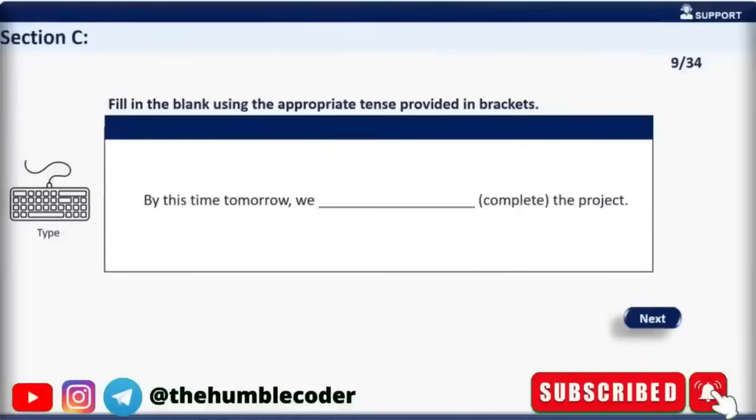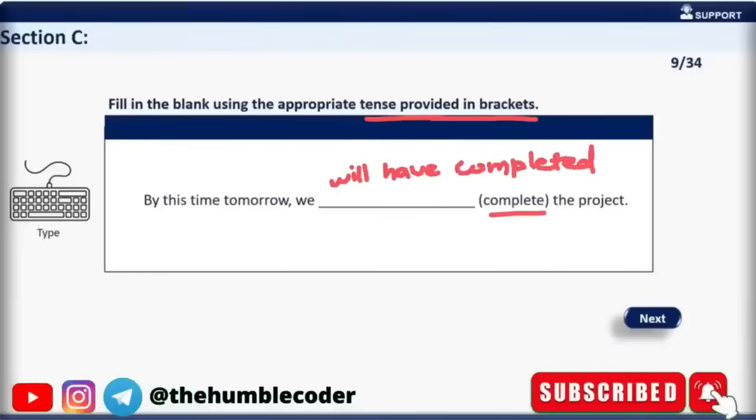By this time tomorrow, we dash the project. The correct answer will be, so now the questions have changed. The question is fill in the blank using the appropriate tense provided in the bracket. You are given a word and you have to fill in the blank with the appropriate tense of this word. Okay, so the answer for this question will be, by this time tomorrow we will have completed the project. We will have completed the project.